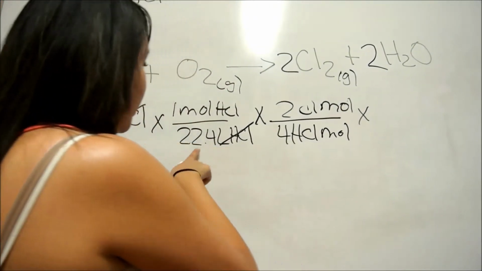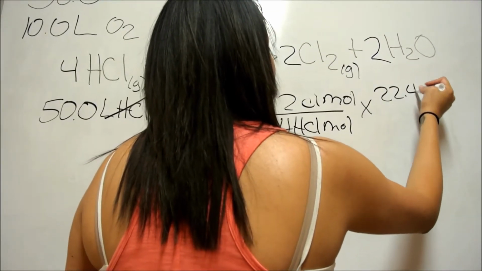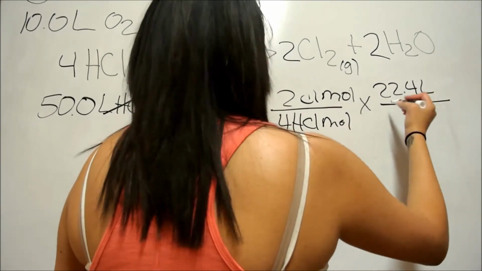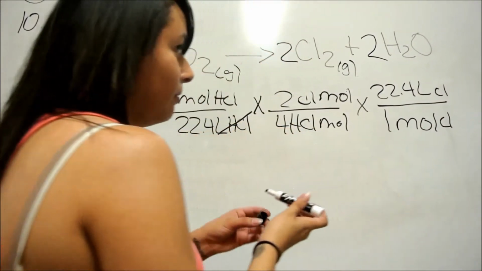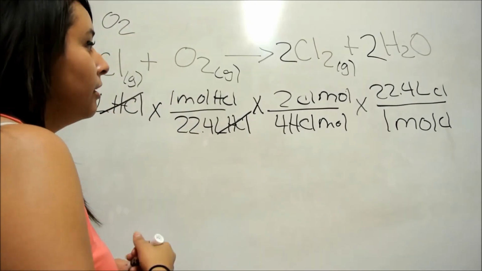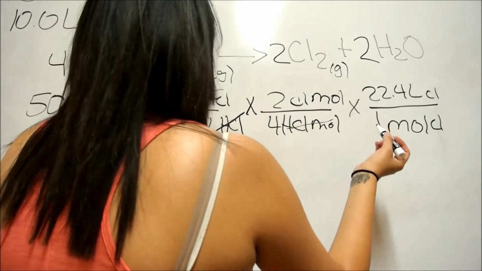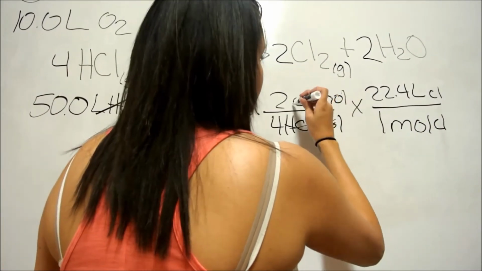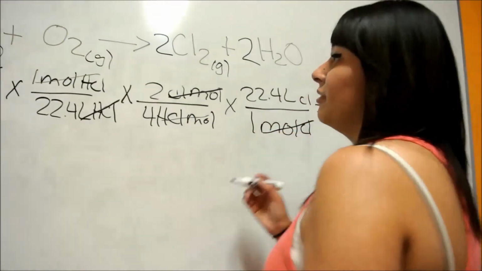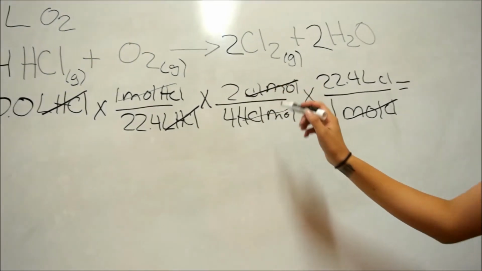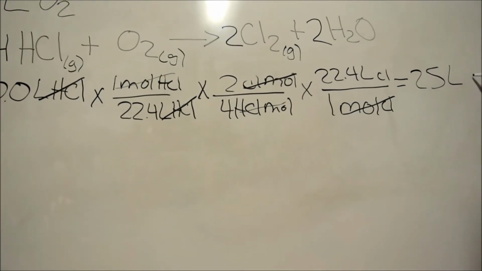So we're going to use the same exact conversion factor we did here, except we're going to flip it. So that would be 22.4 liters over 1 mole, because we want to find out chlorine, so it's going to be chlorine instead of the HCl. So after doing that, the mole and mole cancel, and then chlorine and chlorine will cancel out, and we're left with, after doing 50 divided by 22.4 times 2 divided by 4 times 22.4, 25 liters of Cl.